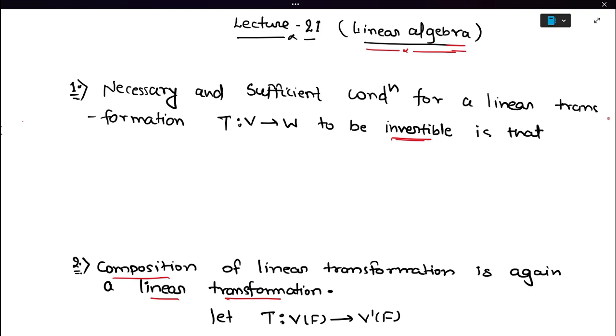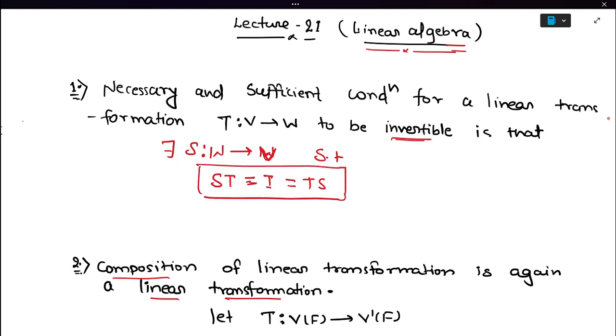So now, the necessary and sufficient condition for a linear transformation T to be invertible is that there exists a linear transformation S from W to V such that the composition of S and T equals the identity map, and this should also be equal to T of S. This is the necessary and sufficient condition for a linear transformation to be invertible.